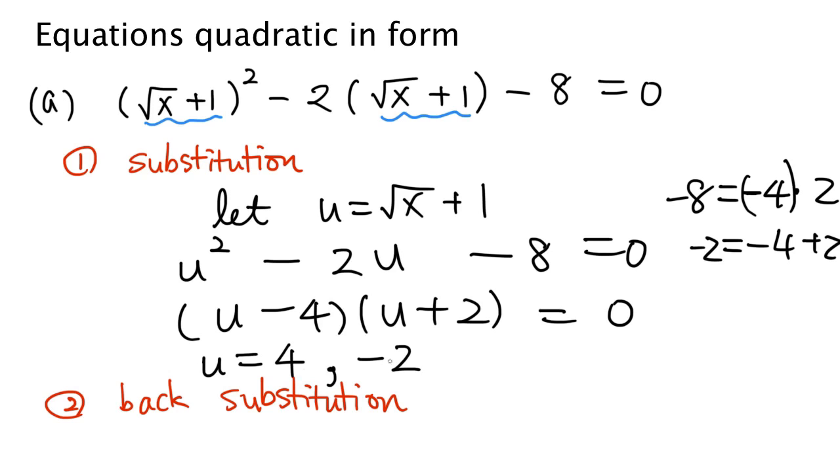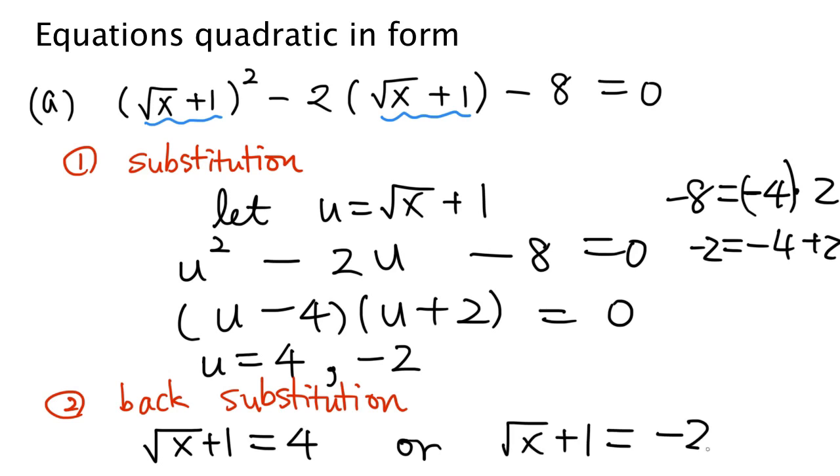Now these are the solutions for u, not the solutions for x. And we want the values of x, the solutions of the original equation. So what do we do? Well, we need to back substitute and replace this u by the original part we have replaced. So if you do that, we have square root of x plus 1 equals either 4 or the same expression equals negative 2. So let's solve these two equations one at a time.